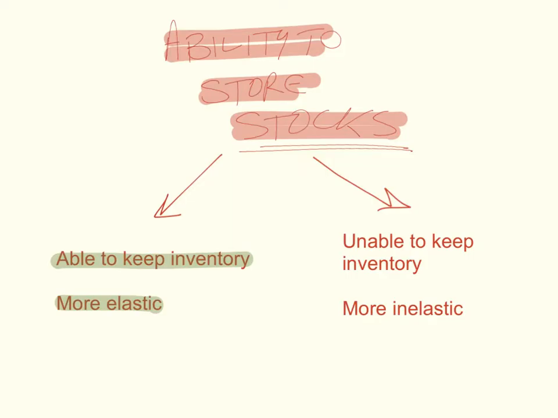In a situation where the business is unable to keep inventory, maybe because the business doesn't have storage space, or maybe because the product itself is perishable. In that case, if the business is unable to keep inventory, supply will be less responsive to changes in price. Supply will be more inelastic in that case.